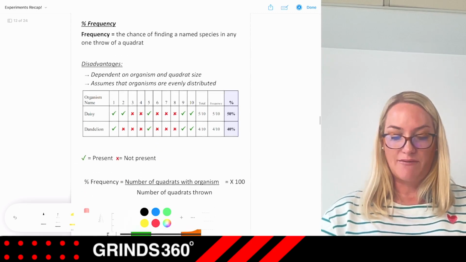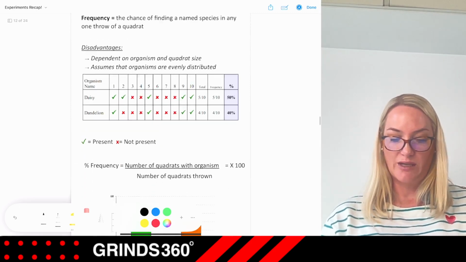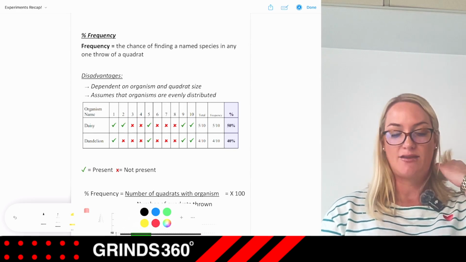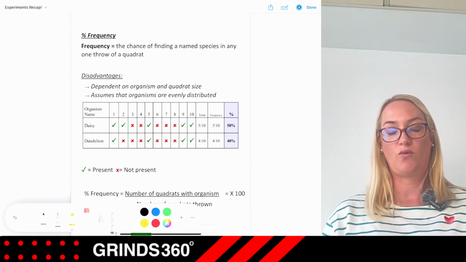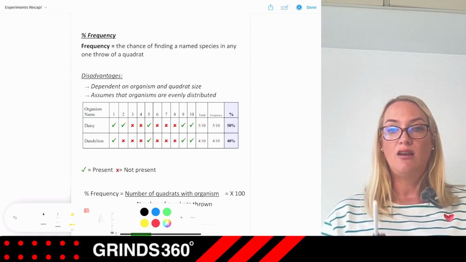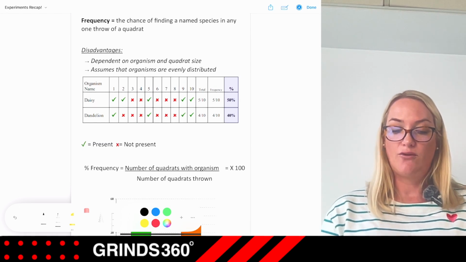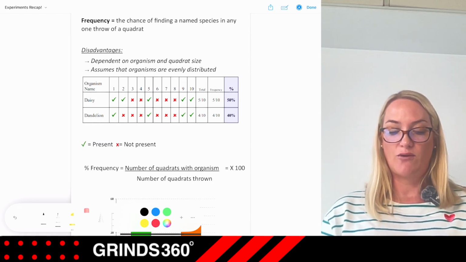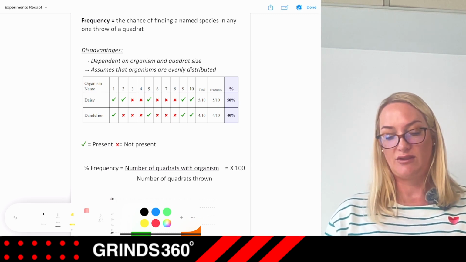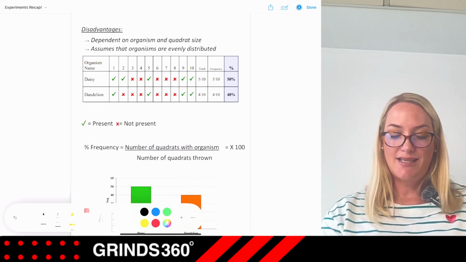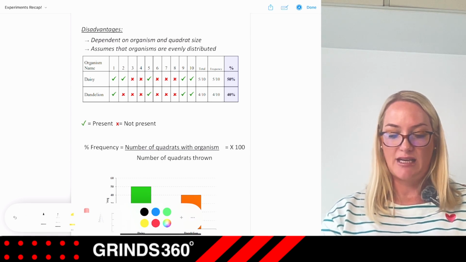So then here's our table of our results. So we're calculating out your frequency. They're not going to ask you this, I've just put it in here. So it's a chance of finding a named species in one throw of a quadrat. There are disadvantages they might ask, I don't know. So it's dependent on the organism and the quadrat size, and assume that organisms are evenly distributed. That's what we're assuming. So you record it 10 times here, you calculate out your percentage frequency.